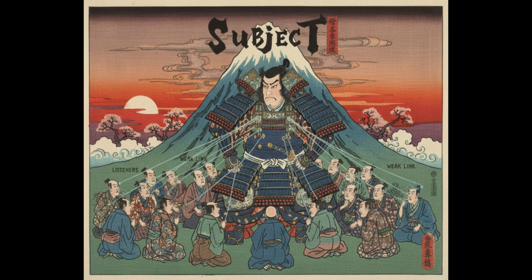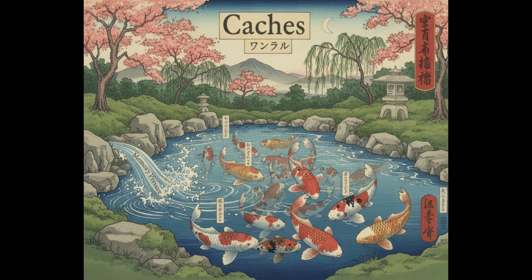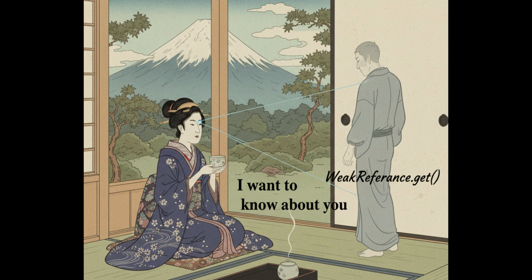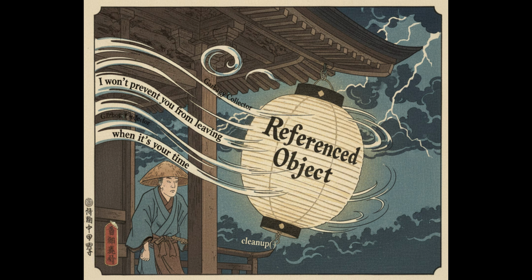Yeah, so weak references are perfect for things like observer patterns. Listeners shouldn't keep the subject alive. Caches, you want entries that can disappear when memory is tight. Parent-child relationships, where the child shouldn't prevent parent cleanup. It's saying, I want to know about you, but I won't prevent you from leaving when it's your time.